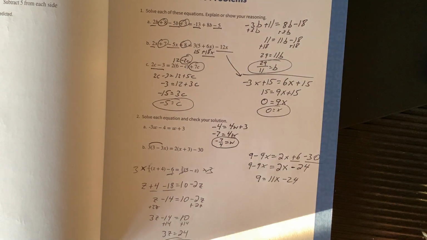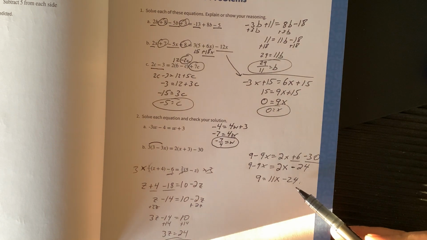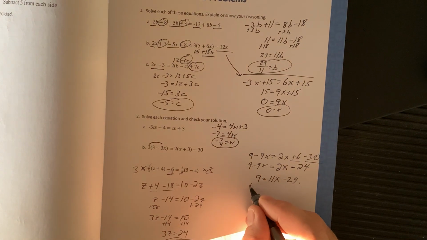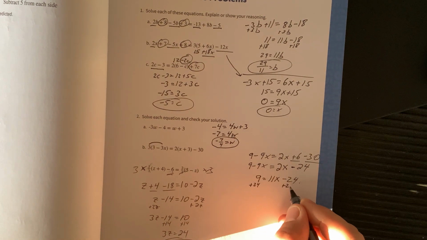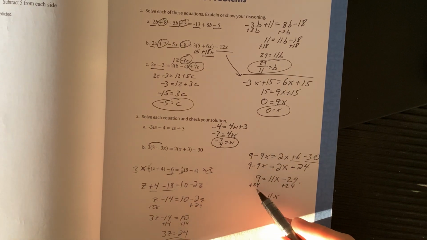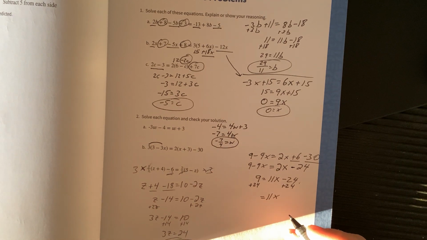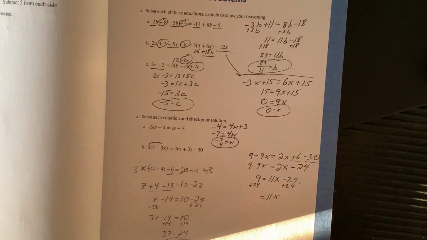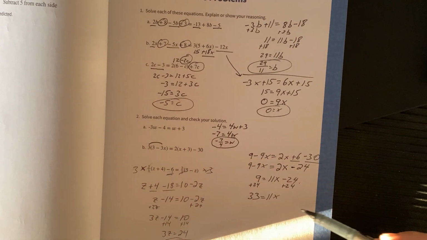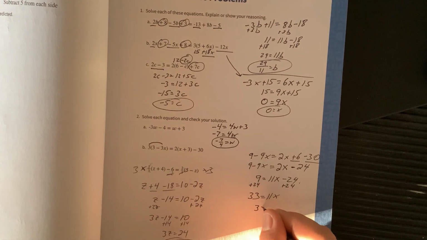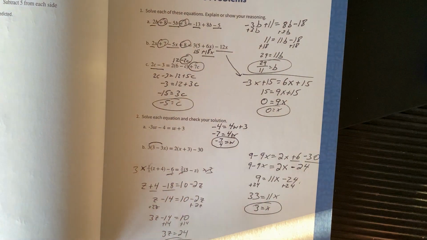X's are on one side now. I gotta get rid of a minus 24. Ian, how do I get rid of a minus 24? Add 24, do the opposite. 9 plus 24 is 33. Last step. Divide by 11. Comes out perfect. Answer is 3.